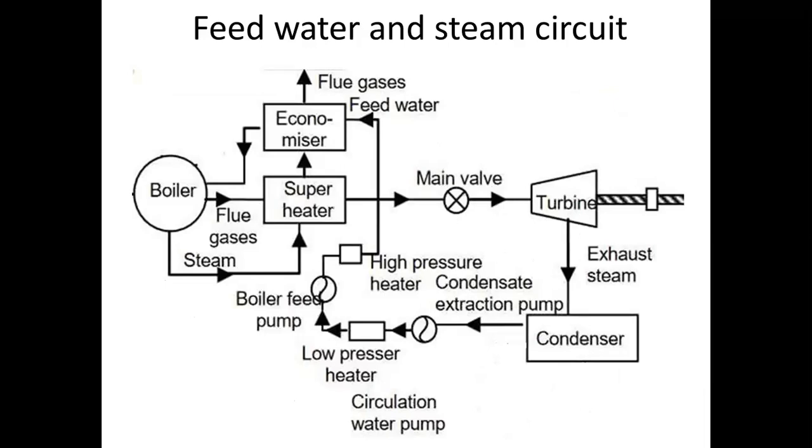See, this is the largest circuit among all the four. Here you can see there is a boiler. In the boiler, I told you what we are doing. In the boiler, we convert water into steam with the help of chemical energy. Then that steam passes through the superheater. You can see in the superheater, that steam gets superheated. You know the advantage of superheating the steam.